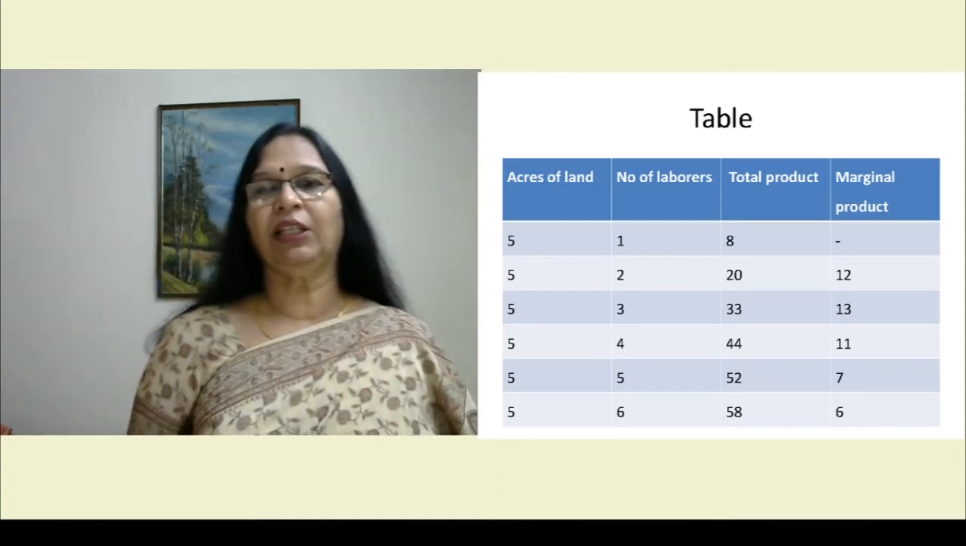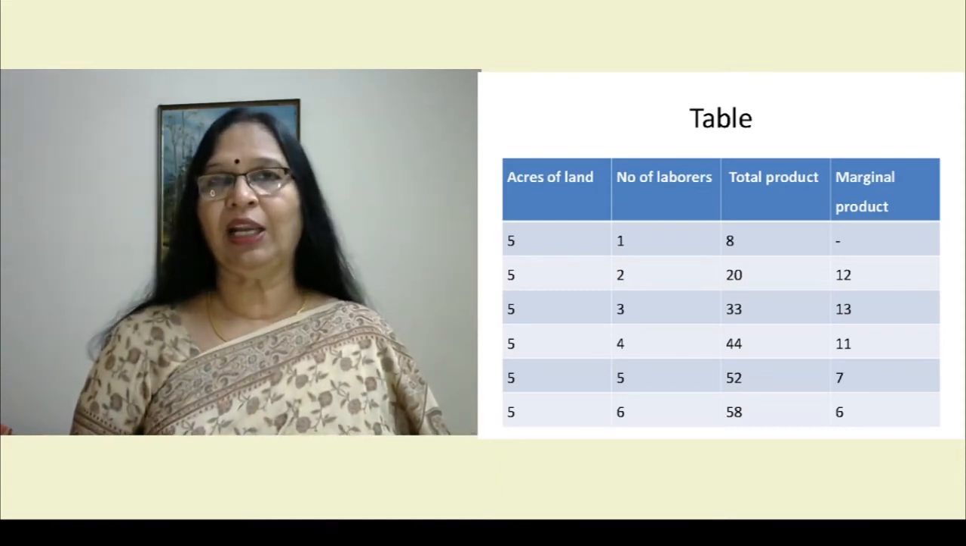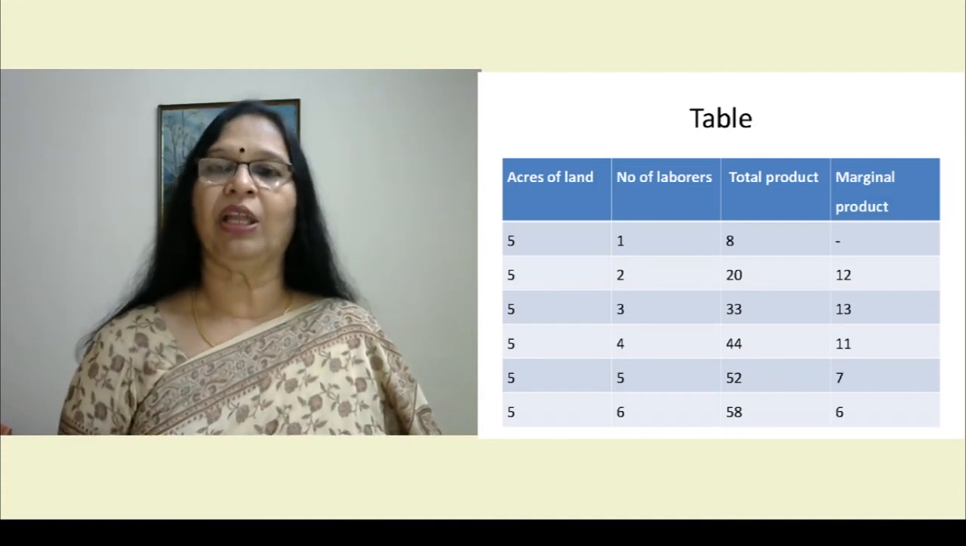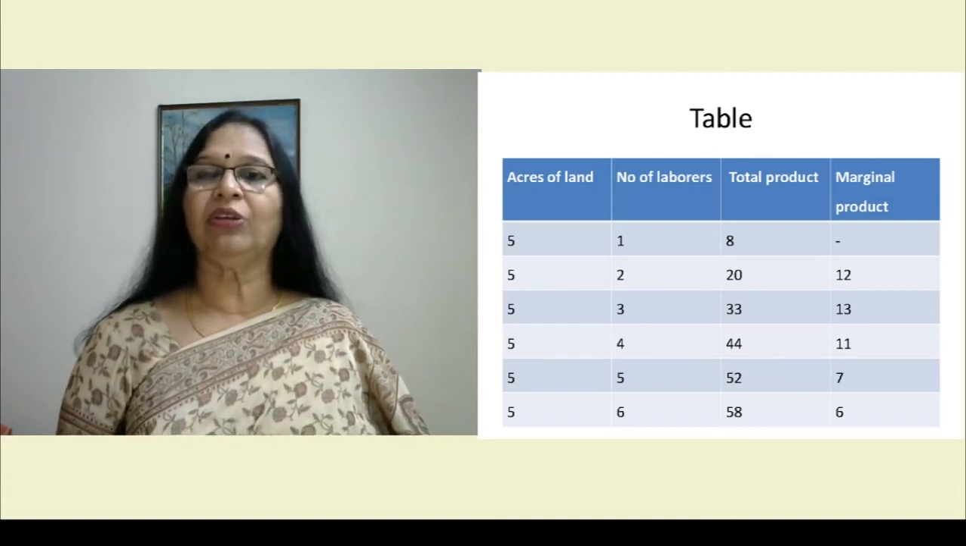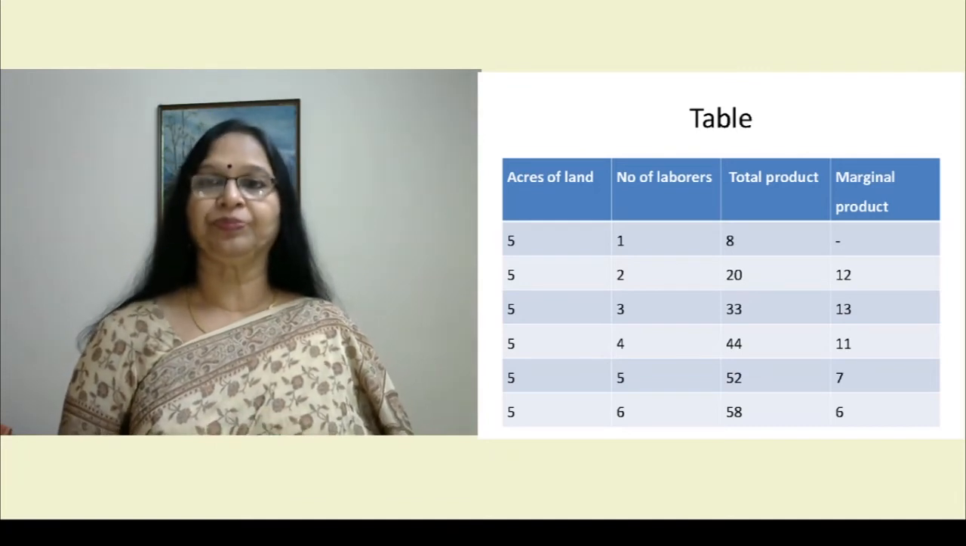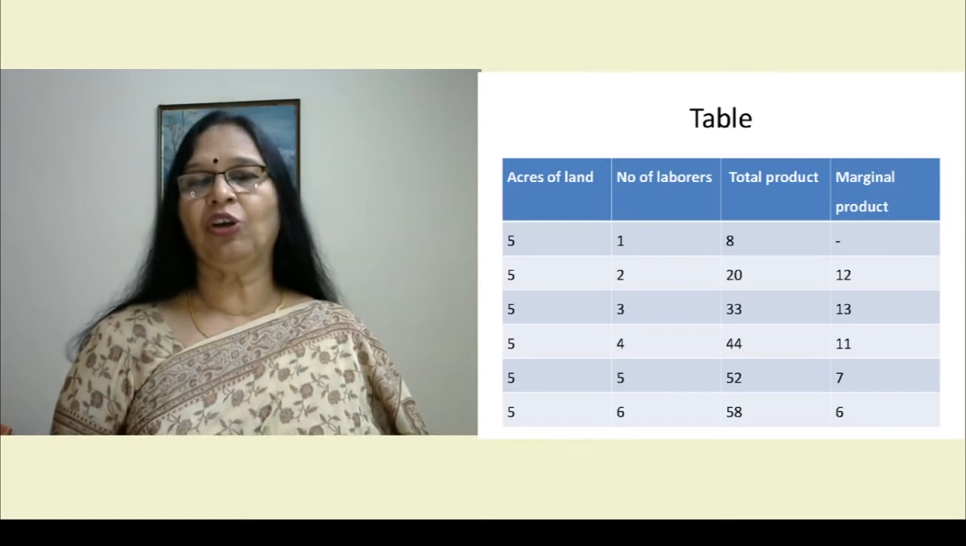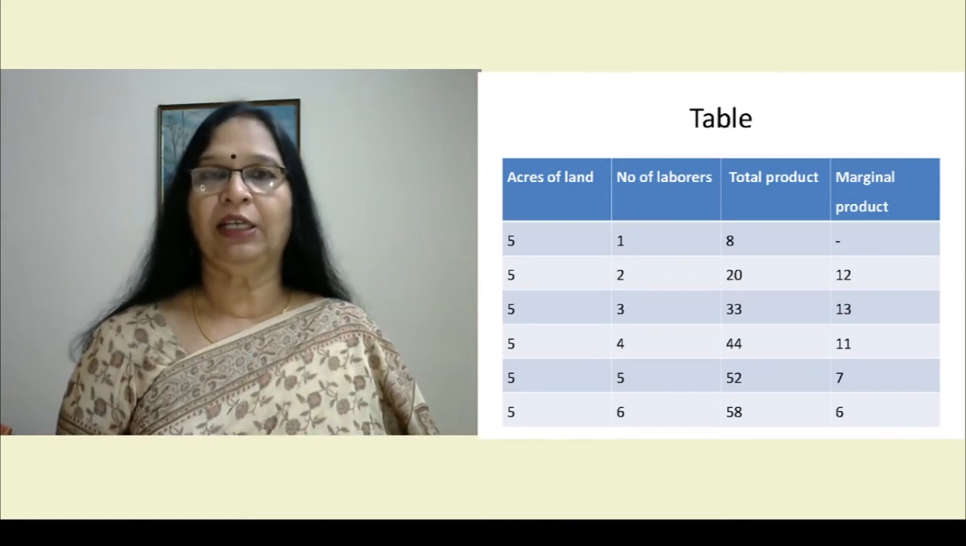Then you get 33. The third time when a third laborer is engaged in production, the total product reaches 33. So what is the marginal product? 33 minus 20. That is 13, the marginal product or the contribution made by the third laborer.